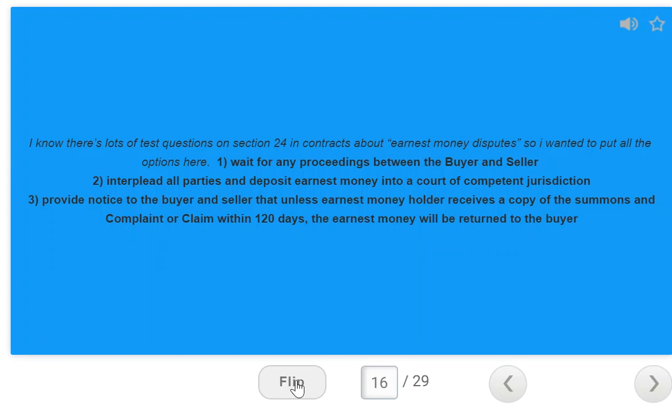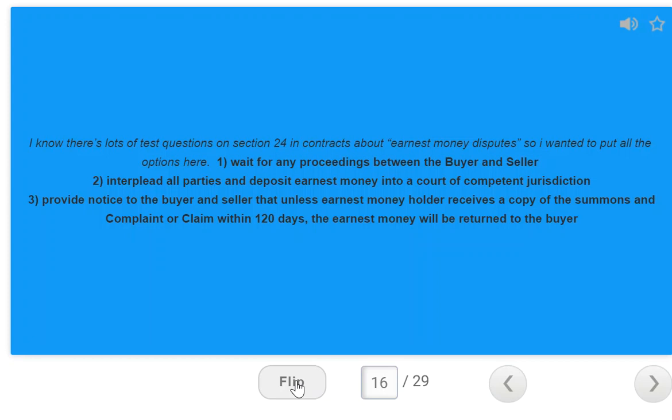And the money holder will be entitled to recover the court cost. The third option is to provide notice to the buyer and seller that unless the earnest money holder receives a copy of the summons and complaint or claim within 120 days, the keyword there is within 120 days, the earnest money will be returned to the buyer. And then the fourth option is basically nothing happens.